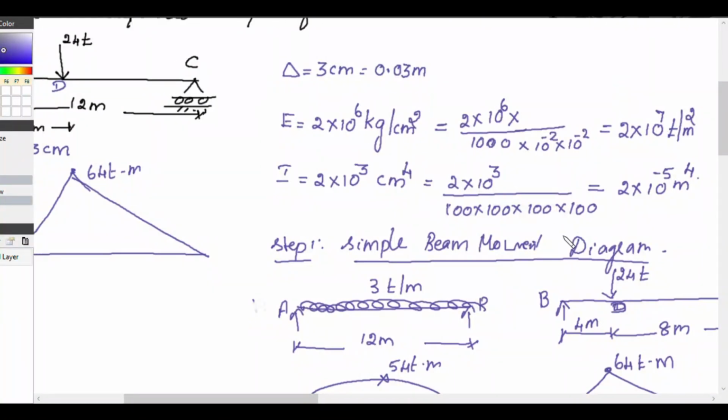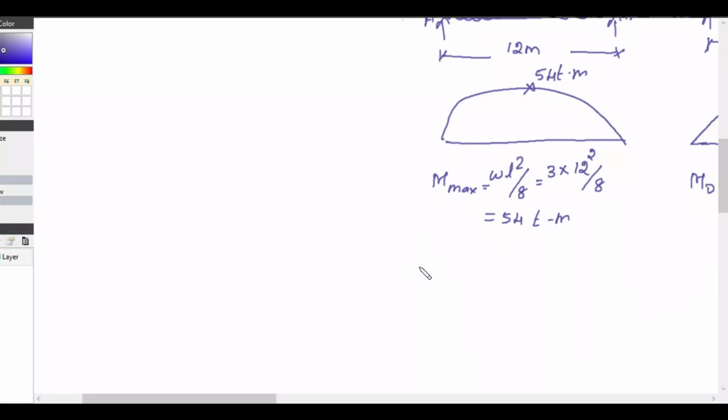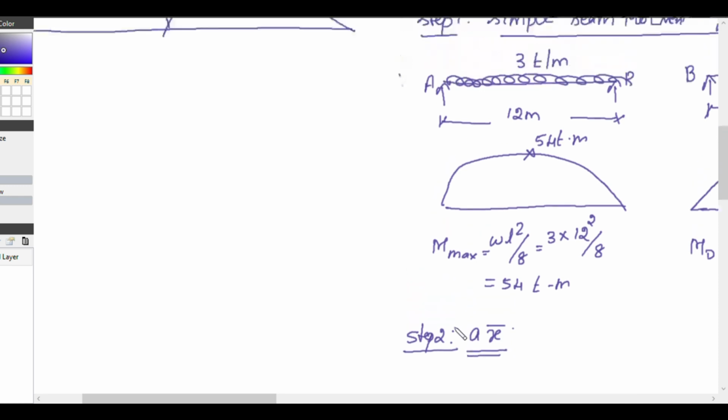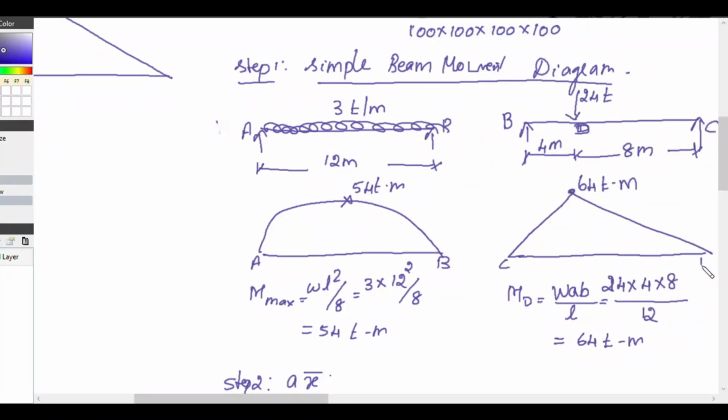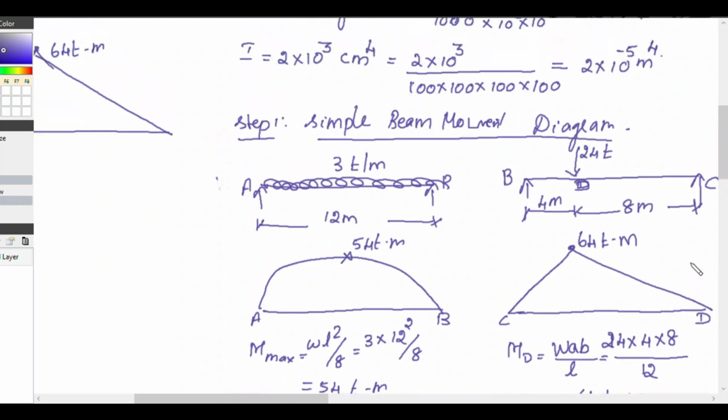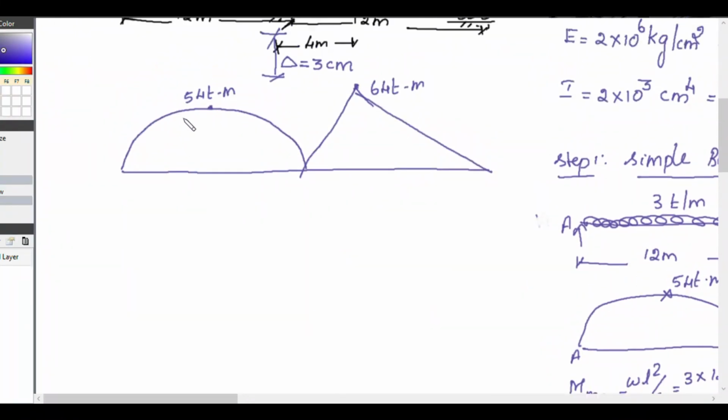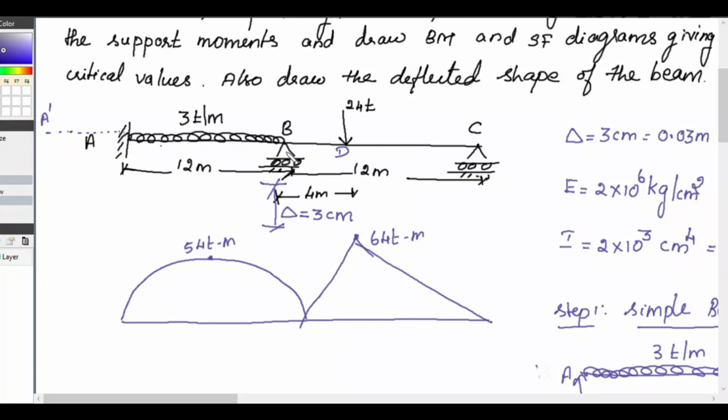Now we will find what is area into x bar. So step 2 is we have to find area into x bar. So for the span AB and CD. Now listen, when we are considering the span A dash A, B, A dash is our extreme support, B is our extreme support. So we have to find A into x bar from B. Now when we are considering AB, BC, A is our extreme support and C is our extreme support.